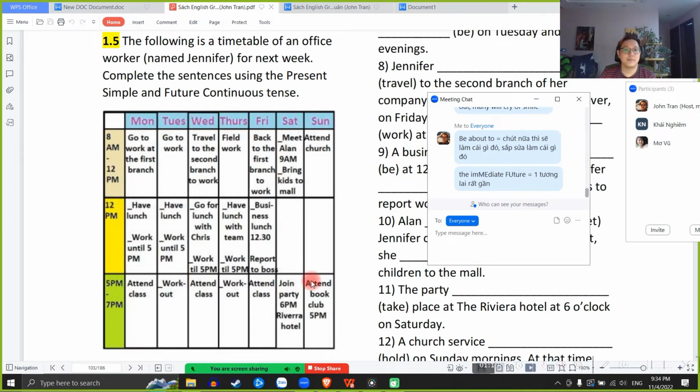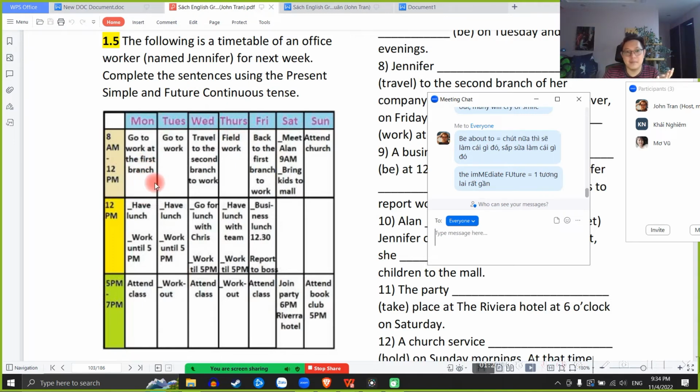Complete the sentences using the present simple and future continuous tense. Đó, hoàn thành những câu bên đây sử dụng thì hiện tại đơn và thì tương lai tiếp diễn nha các bạn. Let's look at this one. 8 giờ, 12 giờ nè. It's 8 o'clock until 12. Go to work at the first branch. Đi làm việc ở cái chi nhánh đầu tiên.